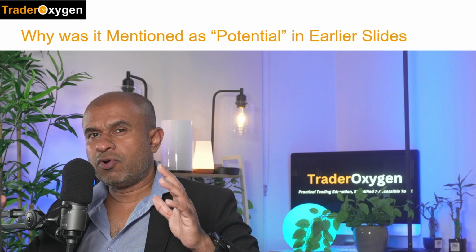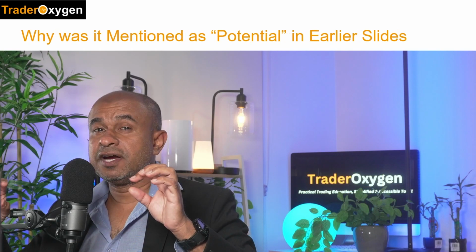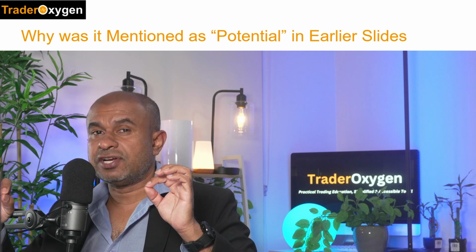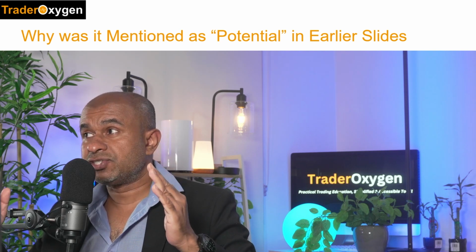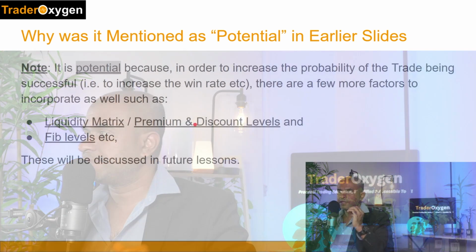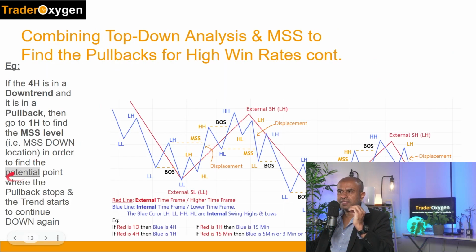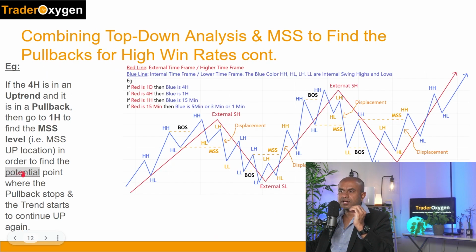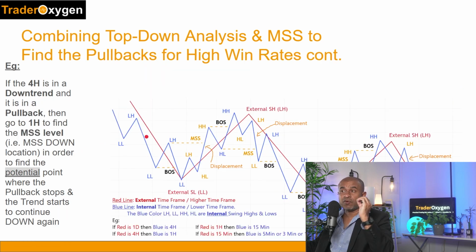So you might have noticed in the previous slides, the word potential was highlighted and underlined. So why was it mentioned as potential in the earlier slides? Let's look into that. If we look at some of the previous slides, see the word potential was underlined and highlighted. Now why is it?